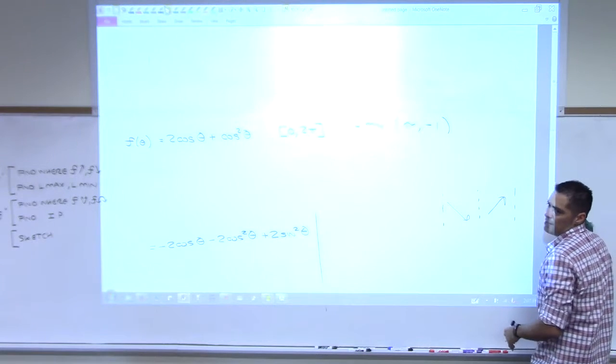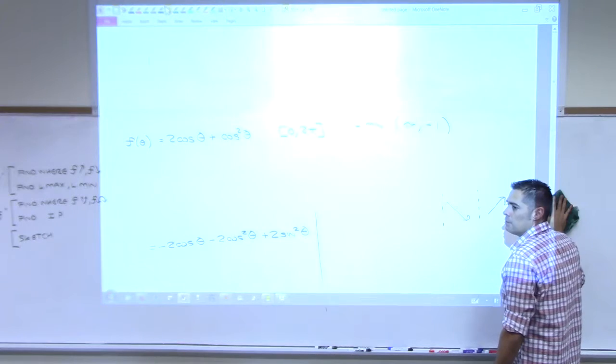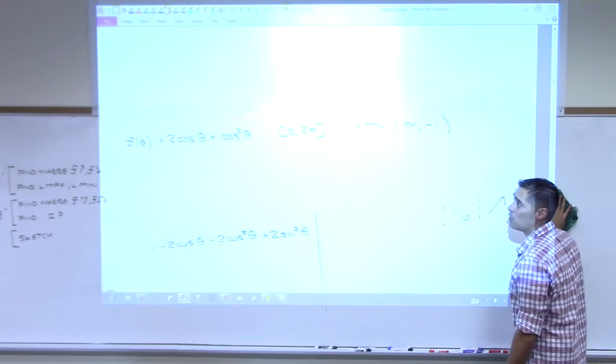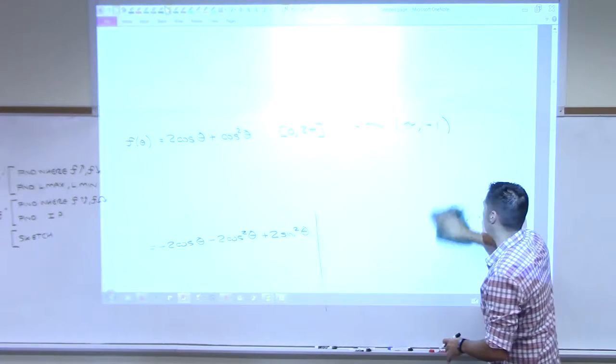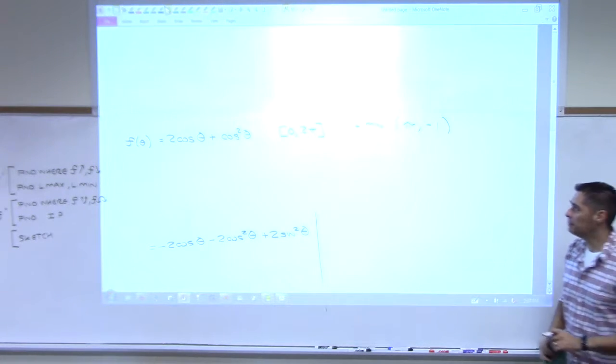So that's it. But there is a global max, because of the endpoint. Okay, yes, there would be a global maximum on this interval, yes. Unfortunately, that's not what we wanted, but yes, there would be.